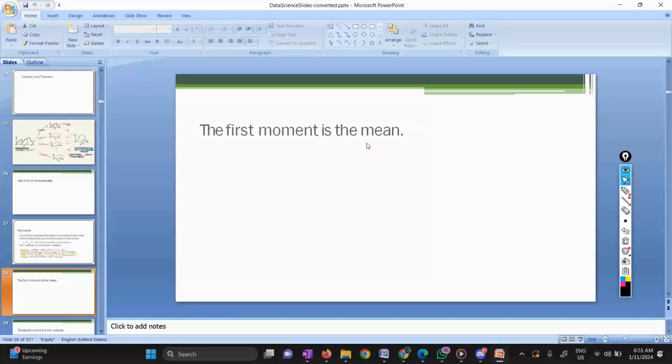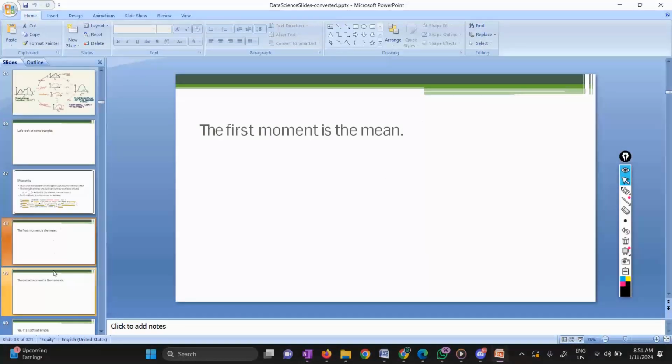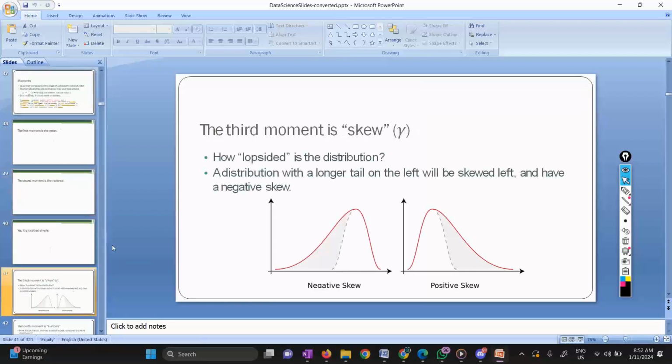The first moment is the mean. You already studied that. The second moment is the variance. The third moment is the skew. What a skew encompasses is, it is trying to tell you how lopsided the distribution is.